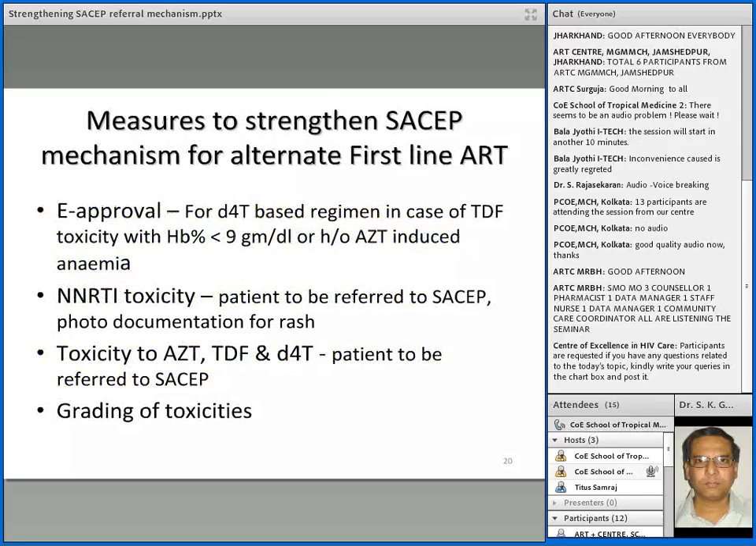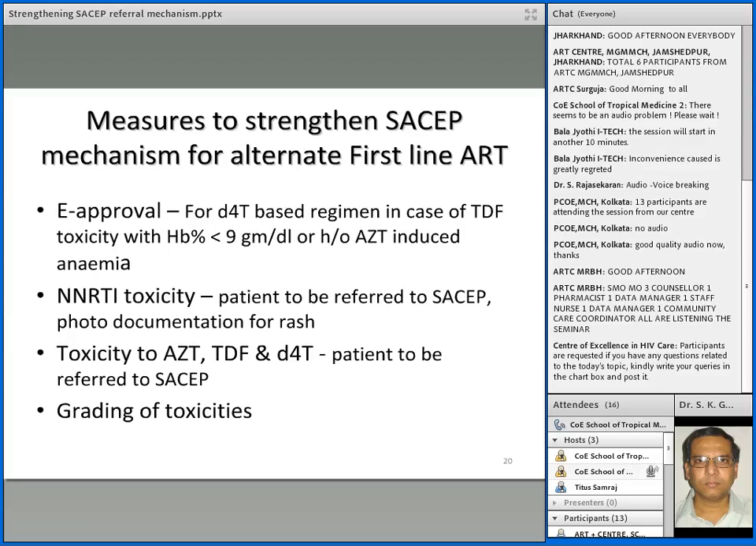Now, how can we strengthen the SACEP referral for alternative first line? First, once again I will reiterate that if someone is considering a D40 based regimen in case of TDF toxicity and anemia, where AZT cannot be used, the only thing is that approval has to be taken from the SACEP. The patient need not be sent, only the records would be required to be sent through email. On the other hand, in case of NNRTI toxicity like Stevens-Johnson syndrome or toxic epidermal necrolysis, the patient indeed needs to be referred to the SACEP along with photo documentation for the rash. This is important that we need to follow.